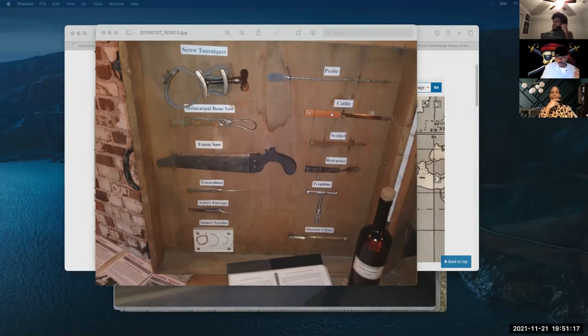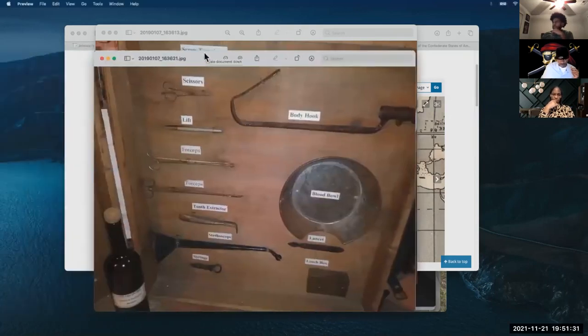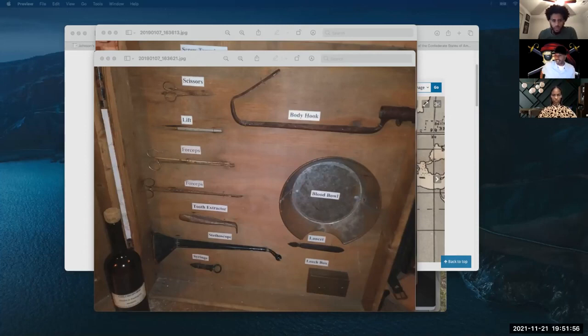And so these are the tools that we used when something happened to you. Screw tourniquet, stop the bleeding. You screwed that. Oh, wow. More things here. Body hook, to hold you down, stop you from moving. Wow. Blood bowl. Tooth extractor. These different tools, again, were on these forts as well. So it was almost like a city within the city, for the military.